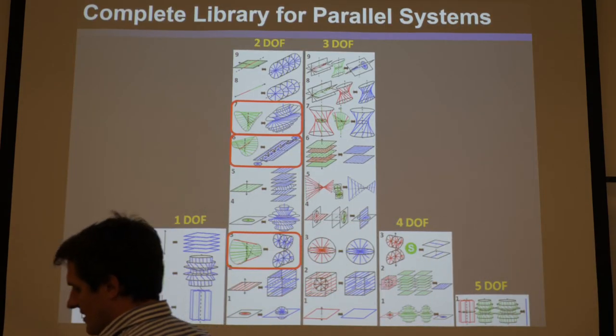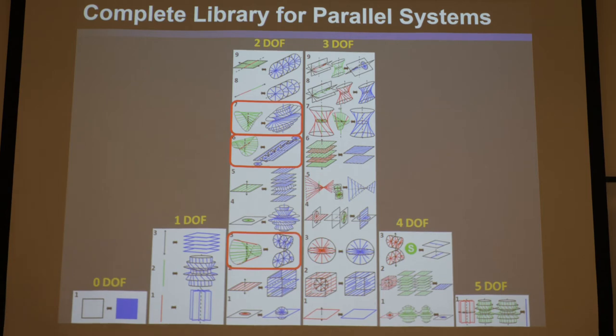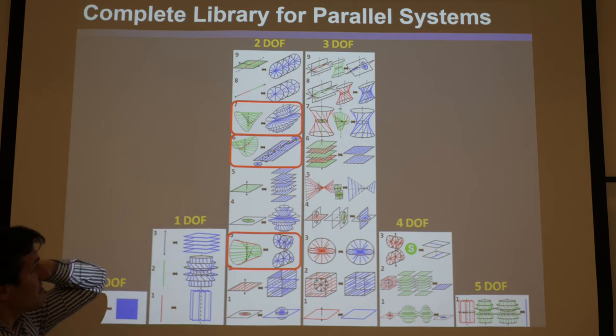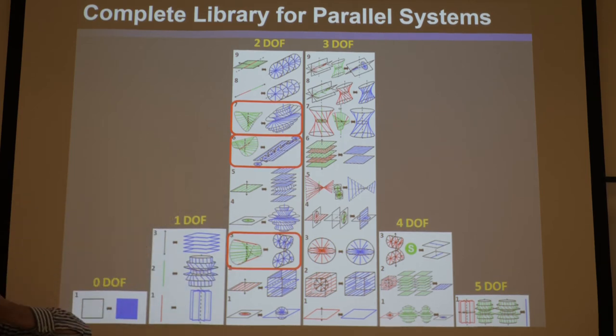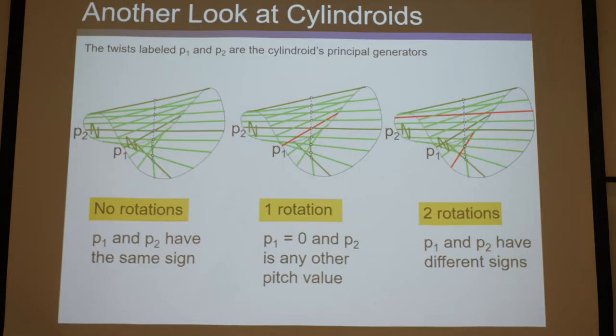Okay, so now that you know what screws are, we're prepared to look at a little bit more about cylindroids, okay? And it's very important. So you know the geometry of cylindroids, and you know there's 3 freedom spaces that are cylindroids, and you know they're largely populated by screws, okay? That you know. Okay, but let's talk a little bit more about them in the context of these freedom spaces.